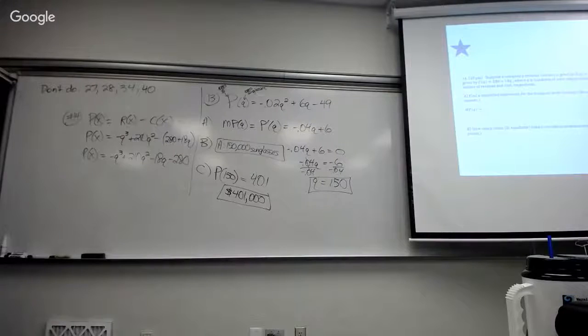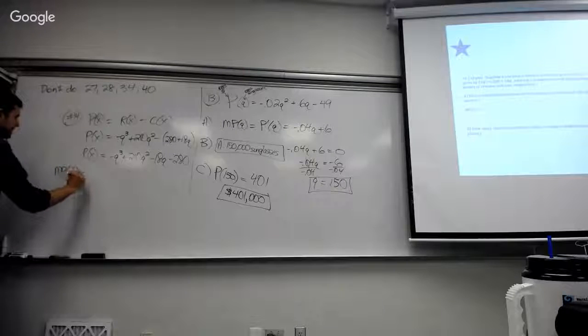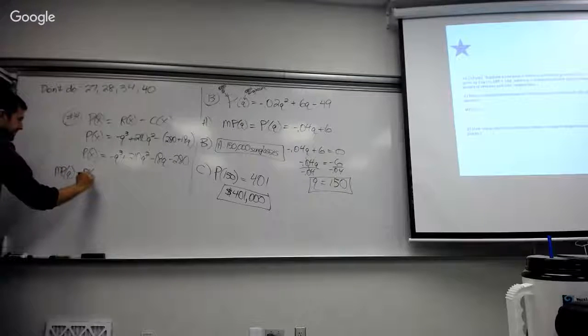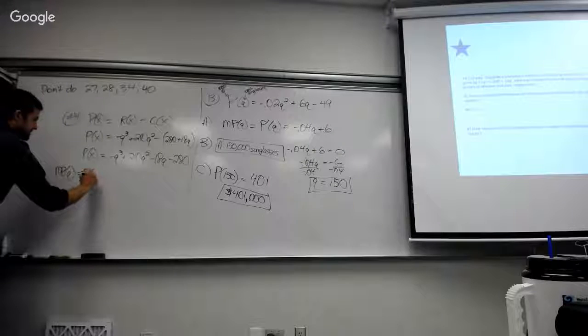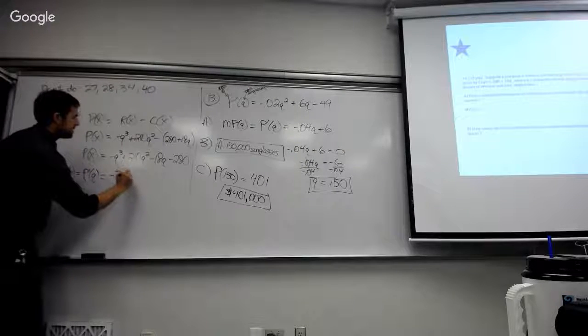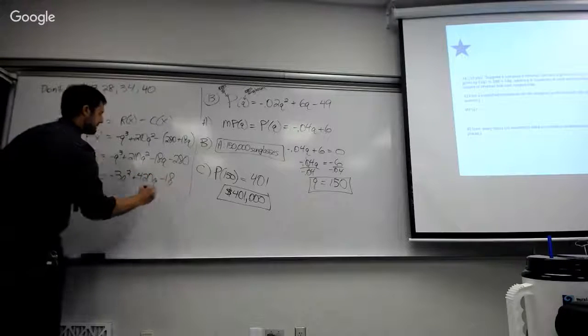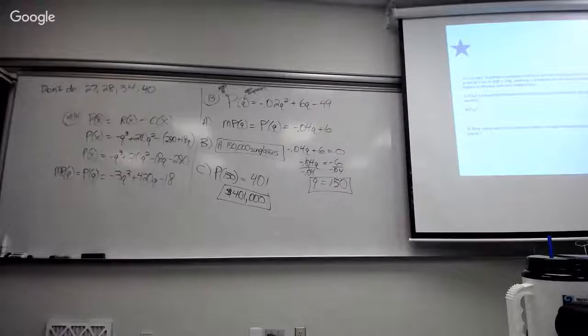And then find the derivative. Because, and I'm going to write it the way they would, MP of Q, marginal profit of Q, is really the derivative of profit. Oh, I've been writing X and it's actually Q. And then that would be negative 3Q squared plus 420Q minus 18.